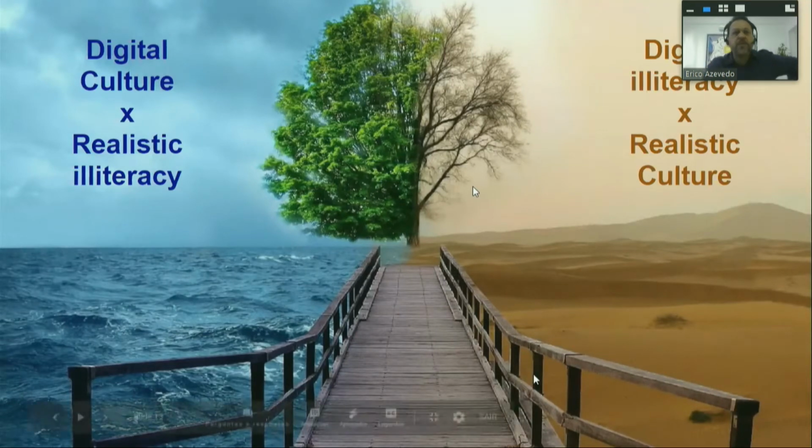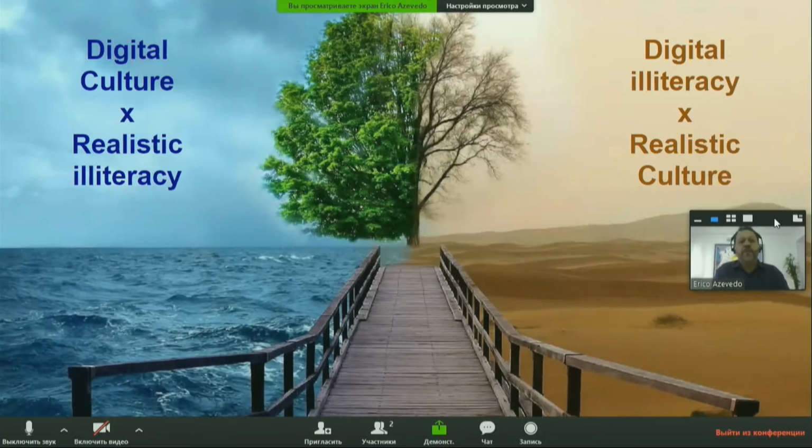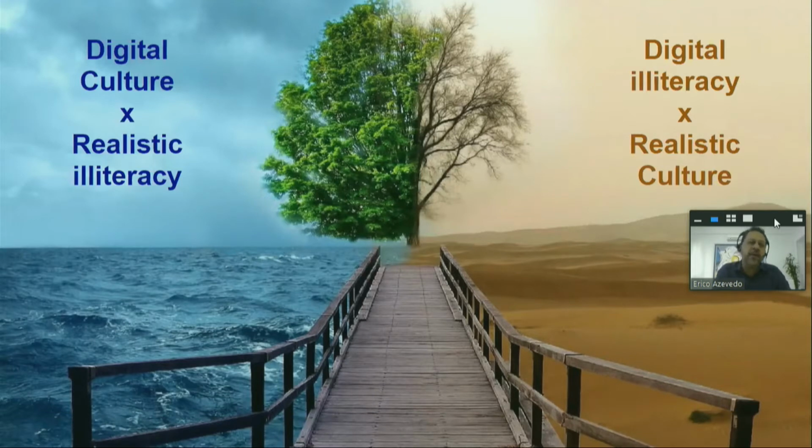As it seems, we are dividing the human race at least into two quite big groups. From one side, all those people that support the digital culture but are losing contact with reality. So we can speak of a realistic illiteracy. And from another perspective, we have almost half of the human race that is digitally illiterate but has the culture of reality. So they know how to make bread. They know how to plant a tree.